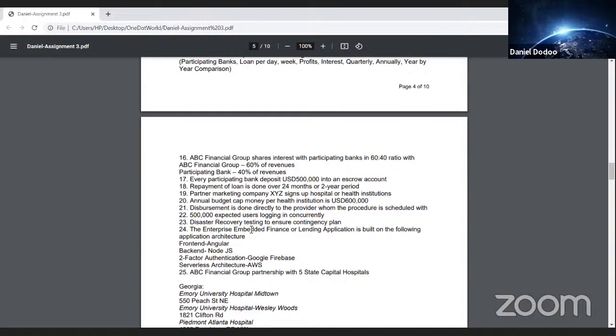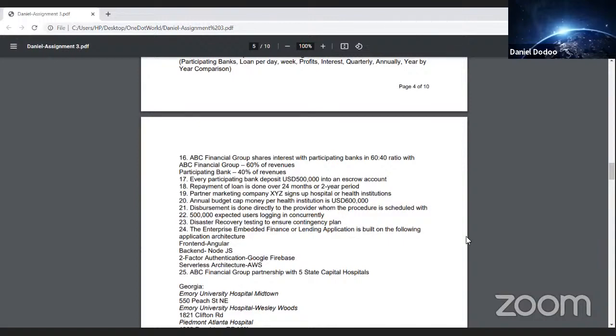And this is another assumption that is stated here. You can expect a user activity of about 500 users trying to sign in concurrently. So you can expect so much traffic coming in at one point. And also, we are to ensure that disaster recovery testing is implemented to ensure a contingency plan.